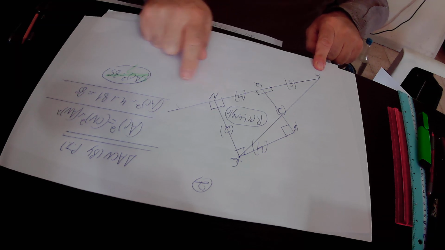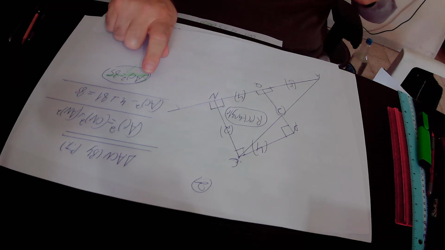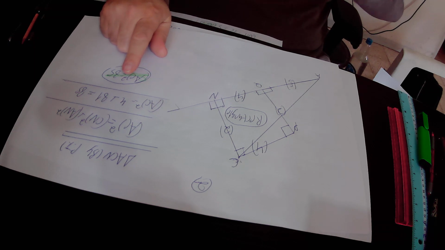Therefore, AN square is 9 square, that is 81. So in conclusion, I found out that AC square equals 4 plus 81, that is 85. So AC square equals 85.